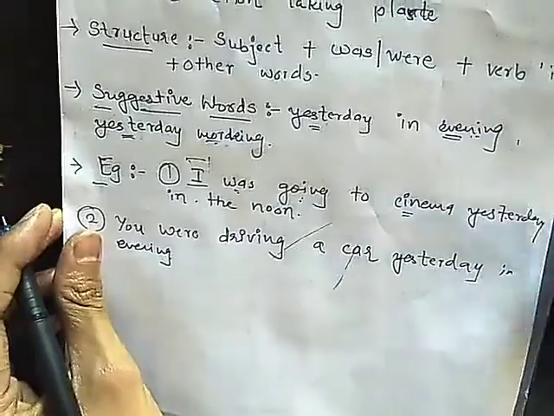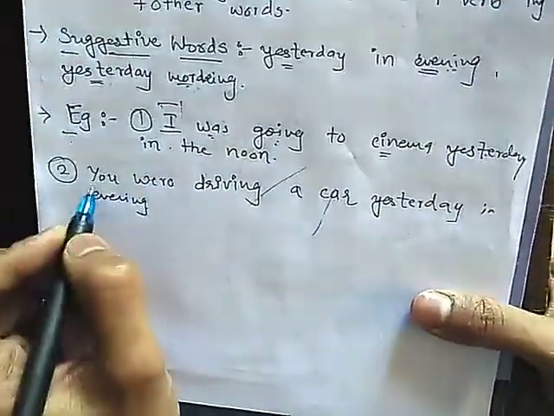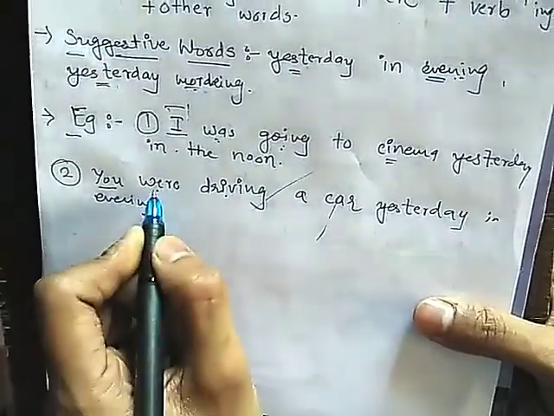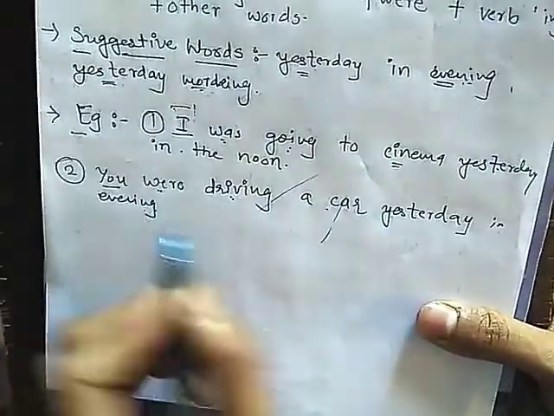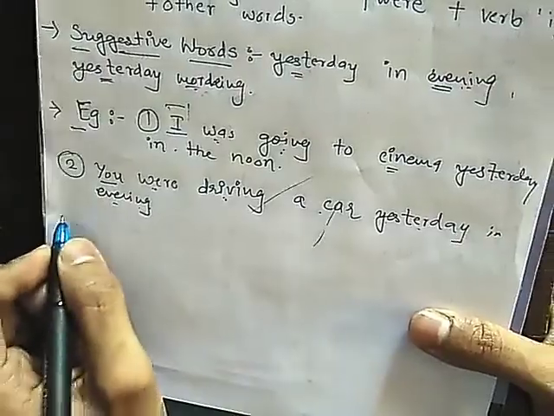You were driving a car yesterday in the evening. So here also you can see the subject is you, then after that was/were plus ing: were driving a car yesterday evening. Evening shows the time, yesterday evening shows the time.